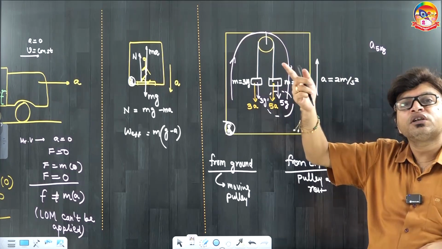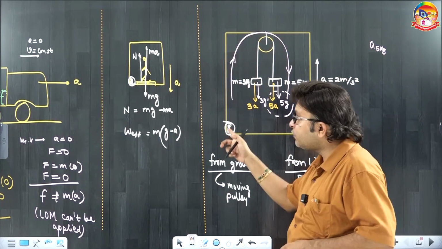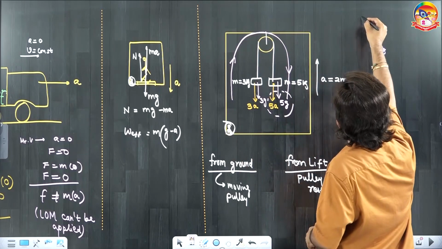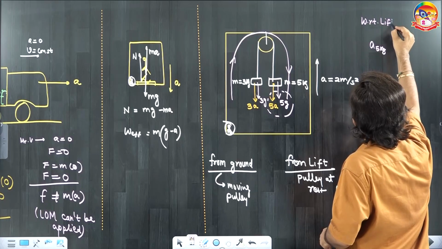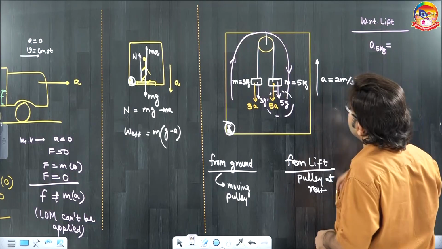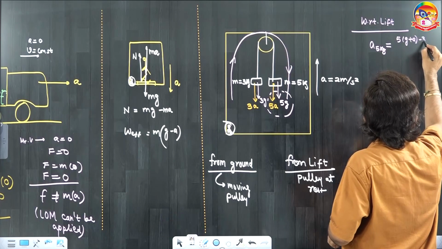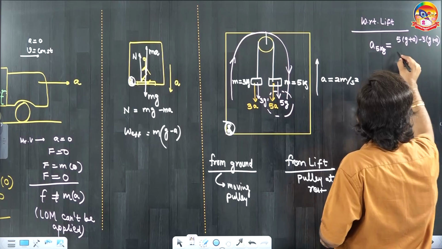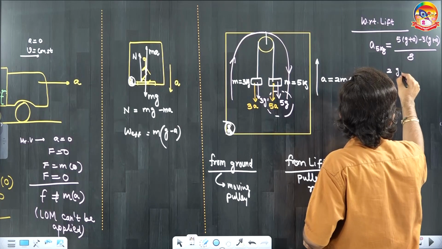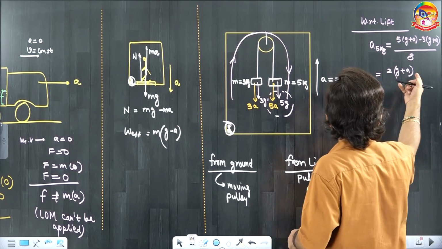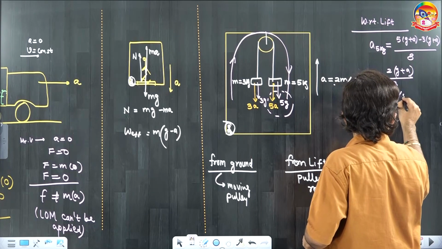Now remember, all these accelerations you are calculating where? You are calculating within the lift, because your observer is inside the lift. So obviously they are with respect to the lift. Acceleration of the 5 kg I will write as net force, that is 5 into (G plus A) minus 3 into (G plus A), divided by the total mass, that is 8. So how much is it? 2 into (G plus A) by 8. What is G? 10, A is 2, so 12 divided by 8. So how much is it? 3 meter per second square.